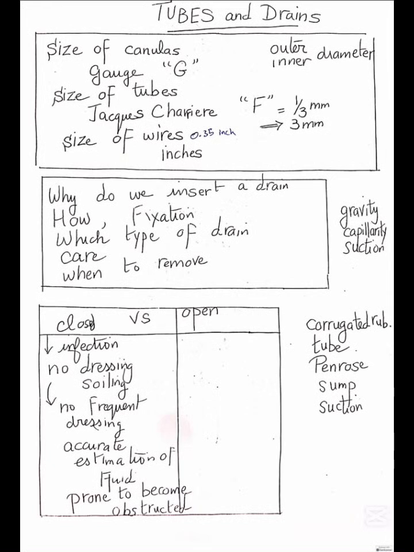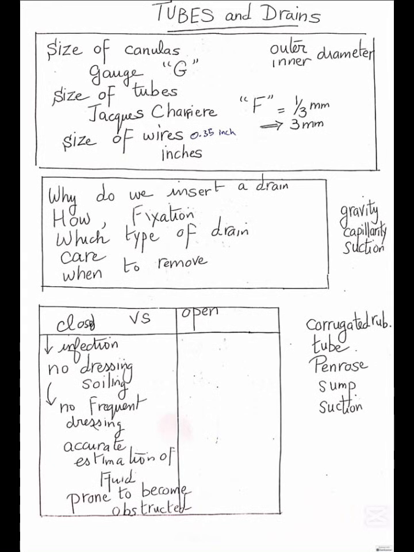Hemovac drain, similar to JP but used for larger volumes. It's flat, spring-loaded, typically used in joint replacement surgeries. Redon drain, another active closed suction system often used in thoracic and abdominal procedures.